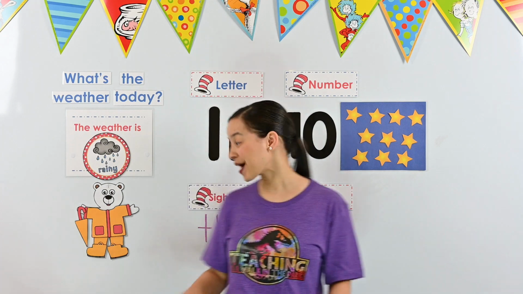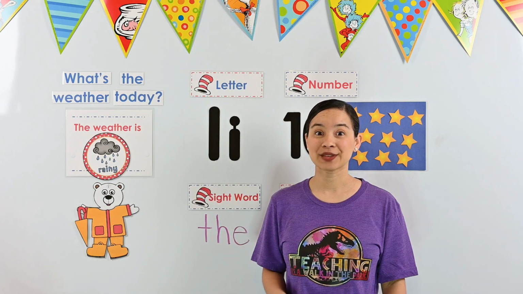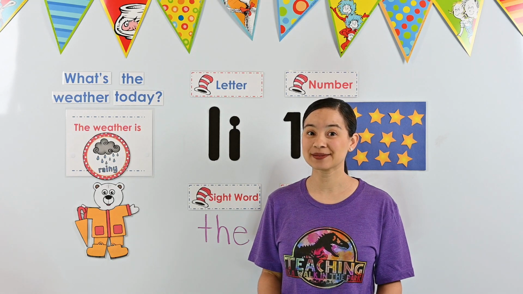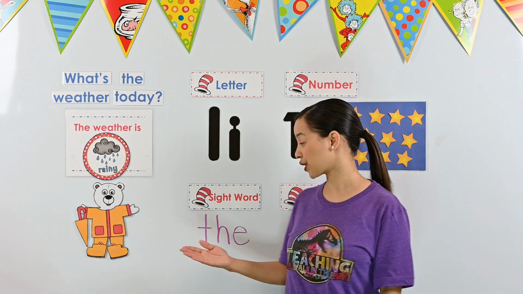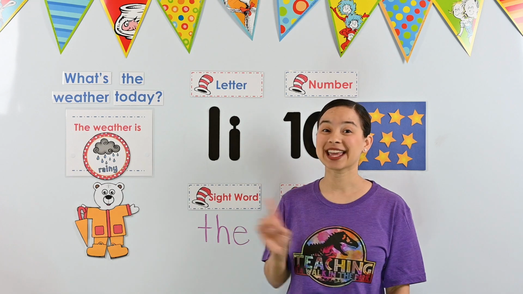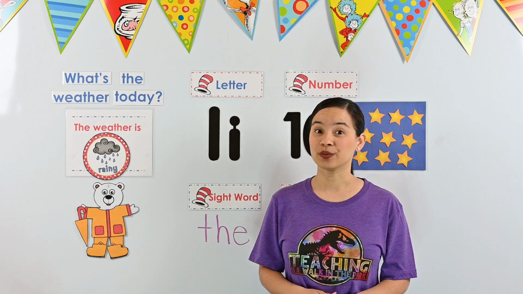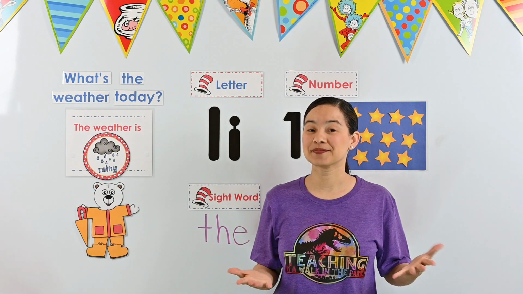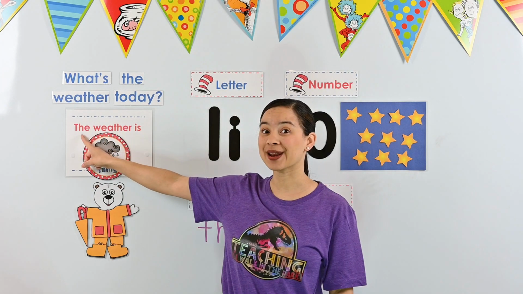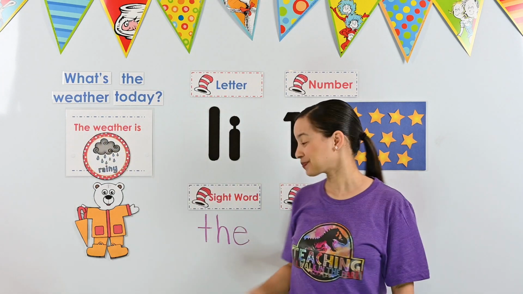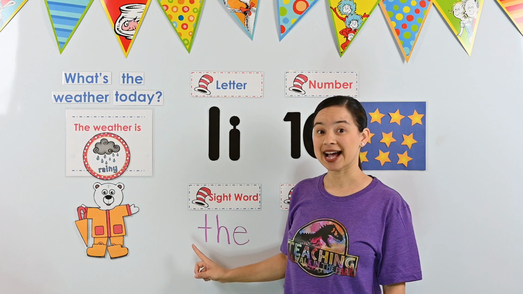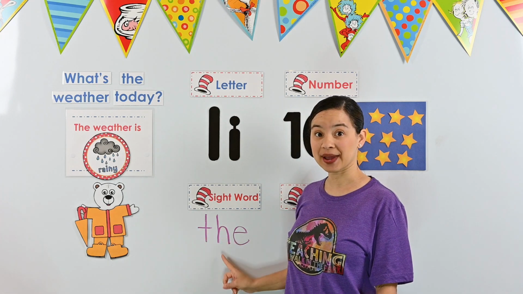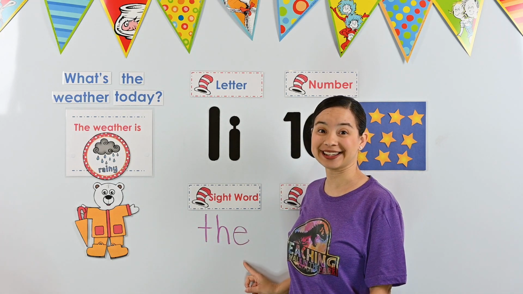Awesome job, friends. Okay, let's move on to our sight word of the week. Do you remember what this week's sight word is? It's the word the. We can't sound out the word the. When we see it, we have to know what it says. That's why it's called a sight word. You see it and you know it. We saw our sight word in our weather sentence. We know that the word the has the letters T, the letter H, and the letter E.